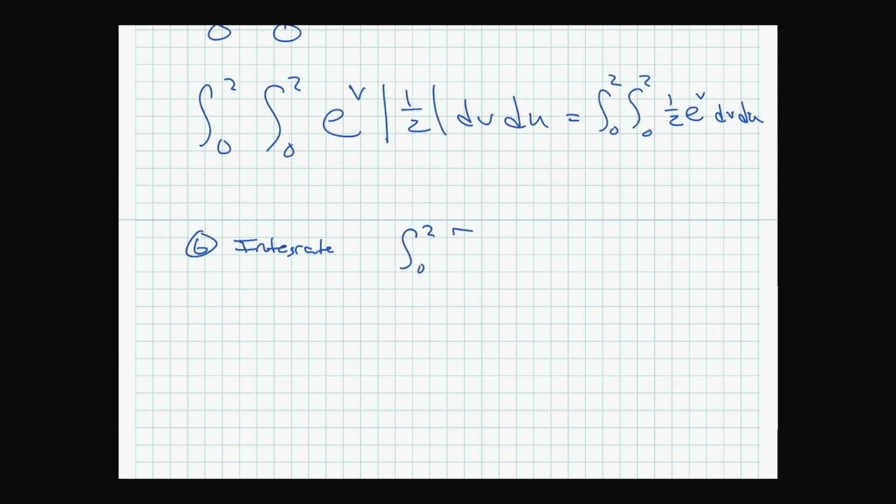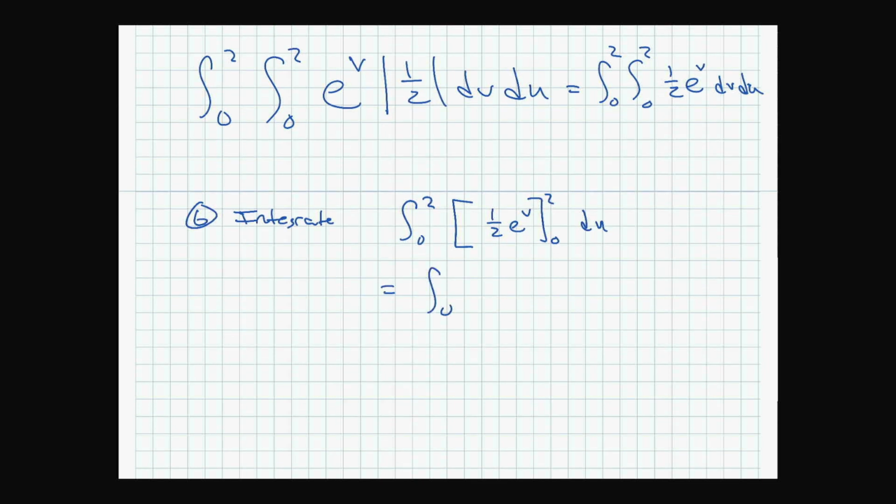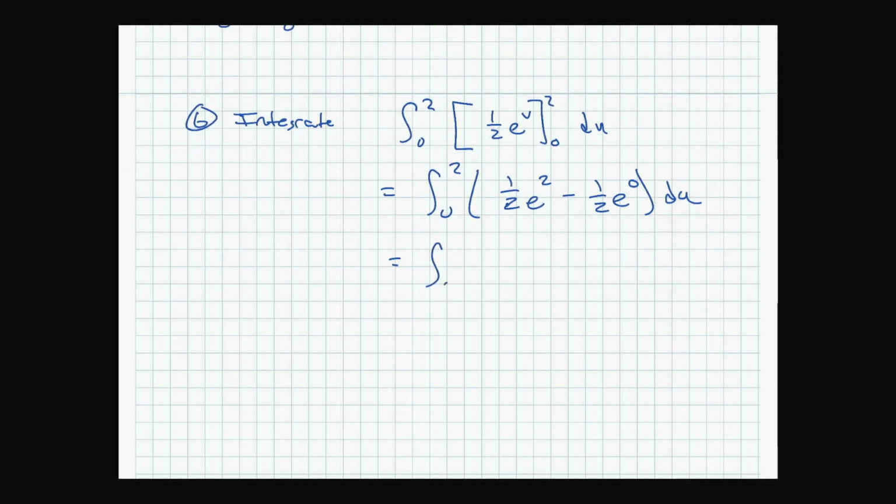So 0 to 2, I'm just going to integrate this. So the antiderivative of 1/2 e to the v, 0 to 2, du. So we have the integral from 0 to 2 of 1/2 e to the 2 minus 1/2 e to the 0, du. 1/2 e to the 2, this is just going to be minus 1/2, isn't it? du.